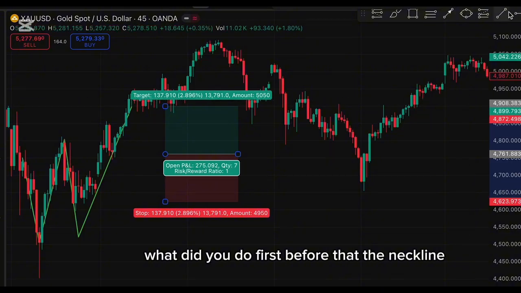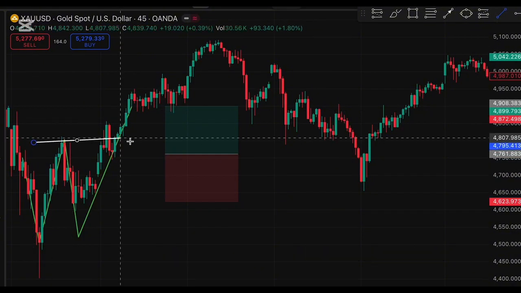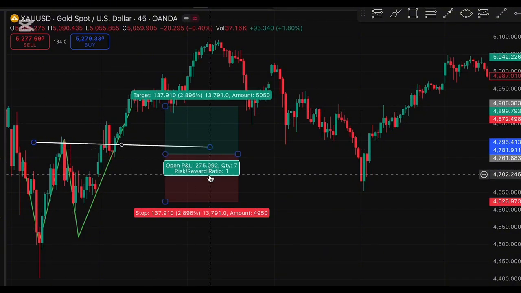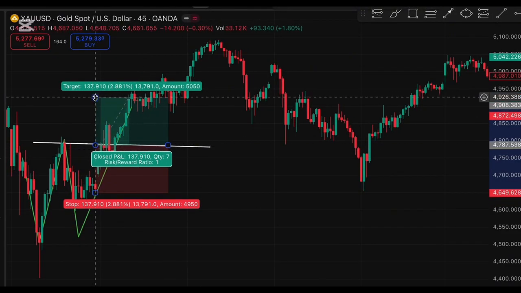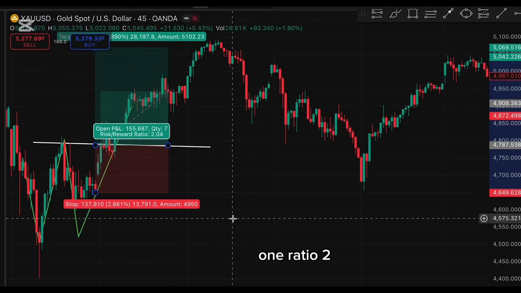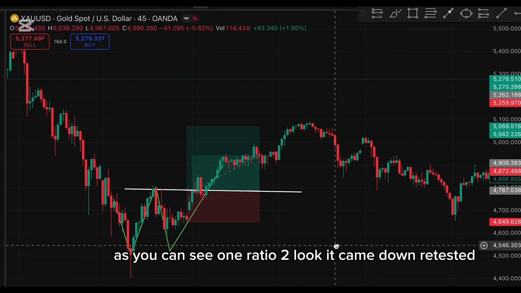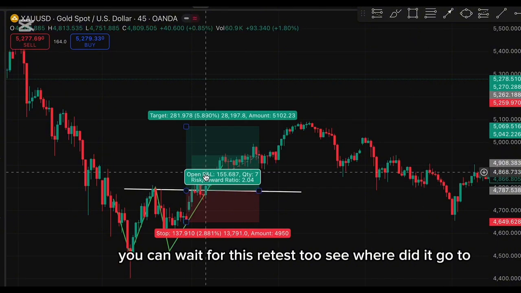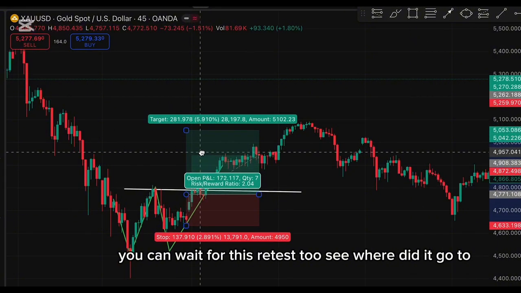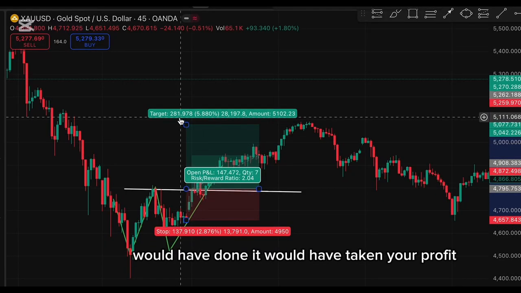What do you do first before that? The neckline. Okay, it breaks above. Wait for the retest. 1:2. As you can see, 1:2. Look, it came down, retested. You can wait for this retest too. See, where did it go to? This one would have taken your profits.